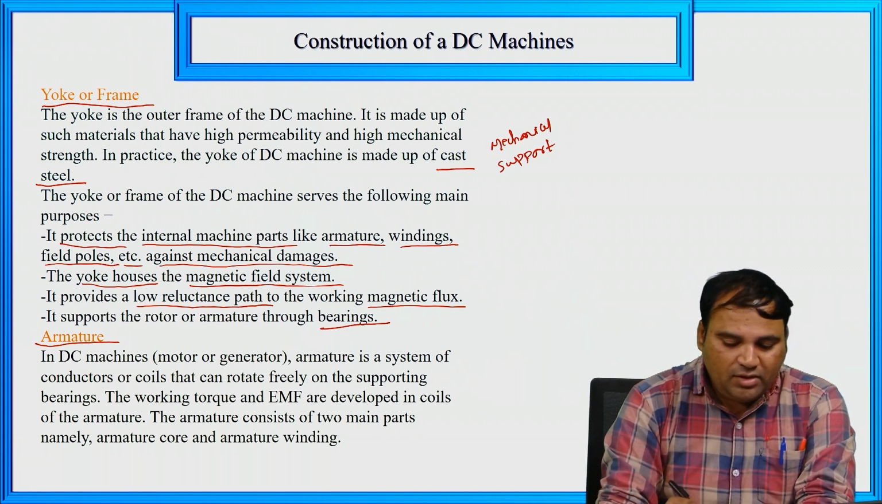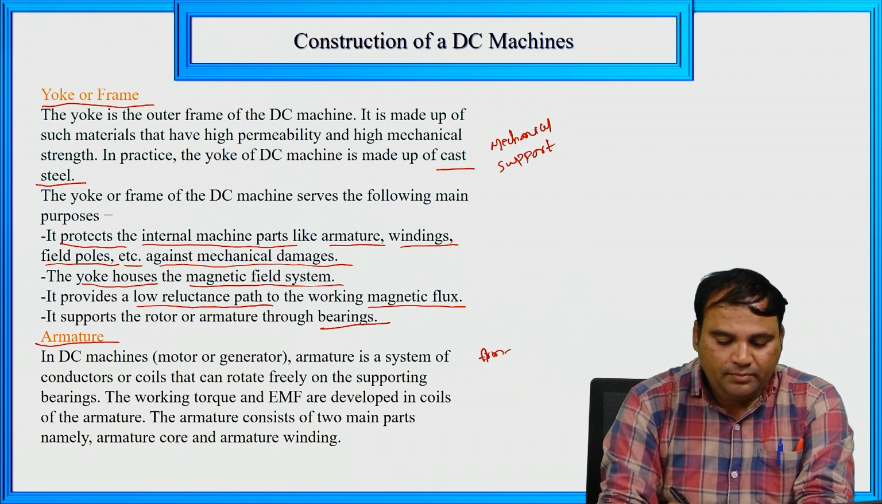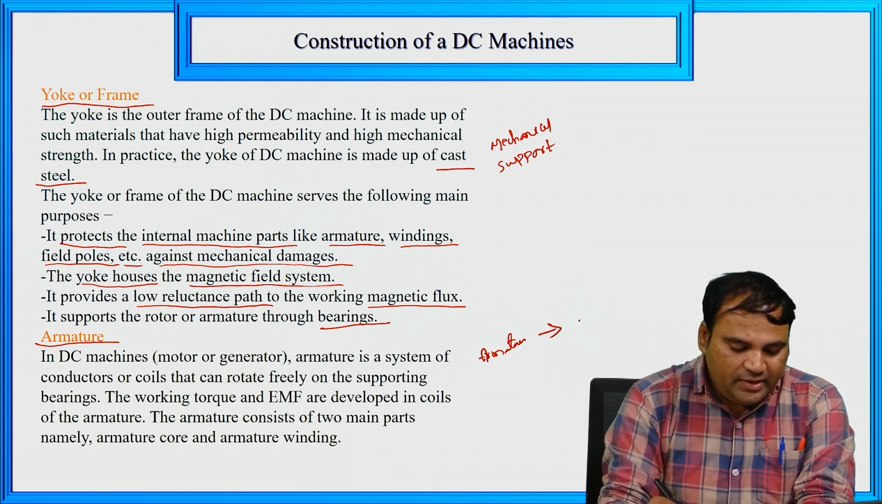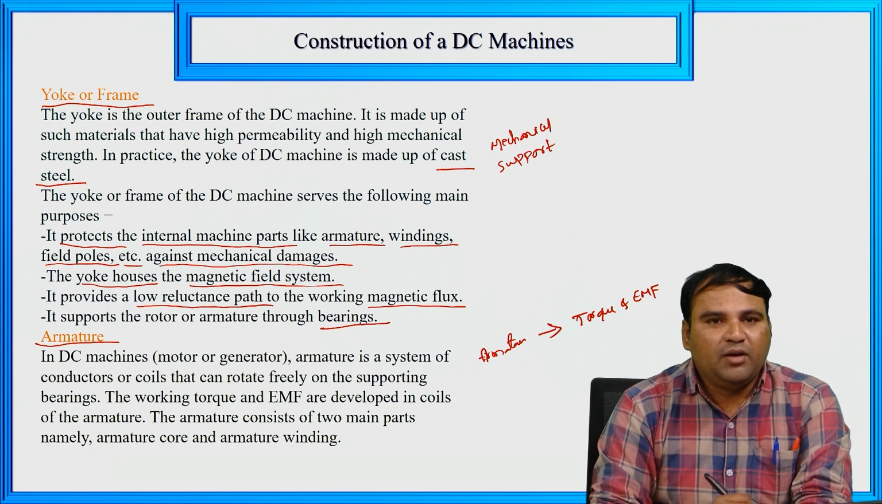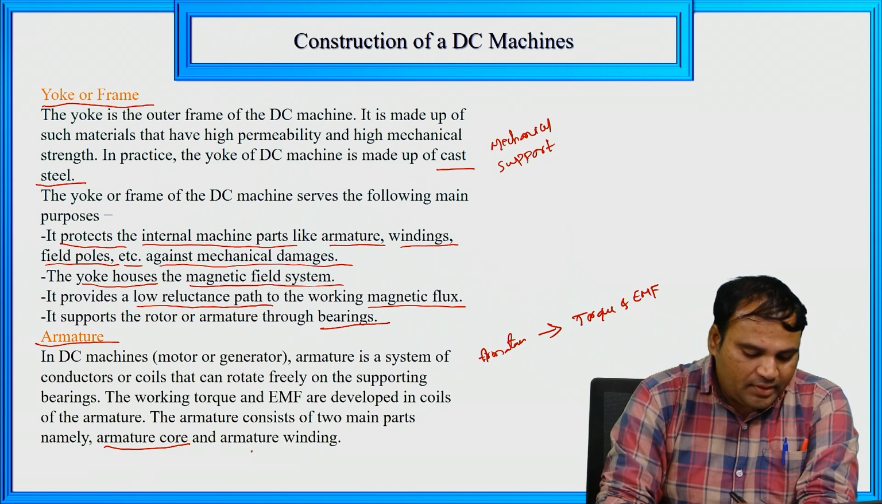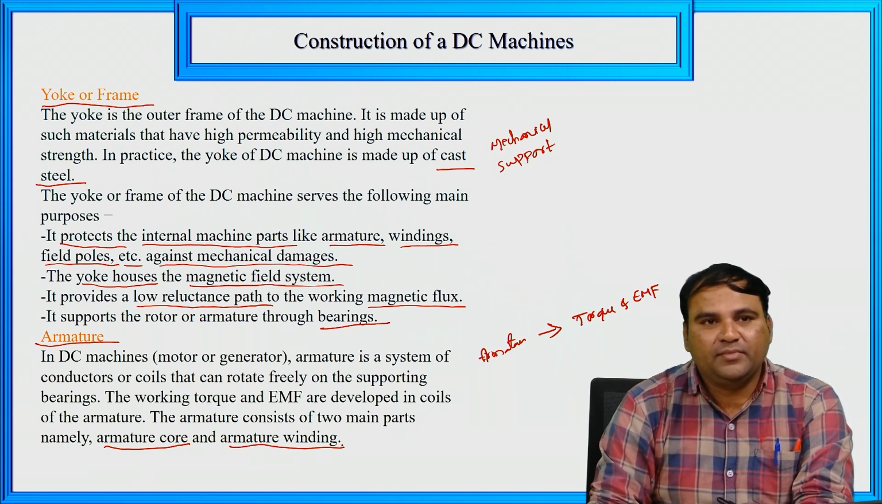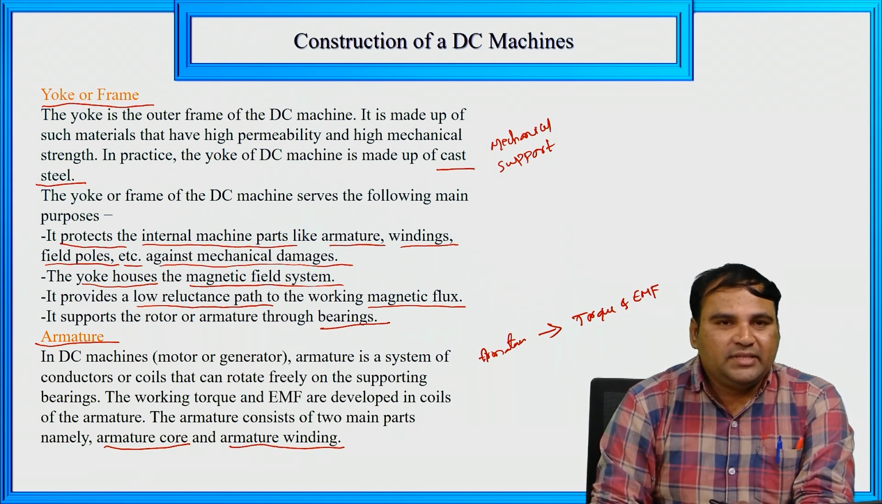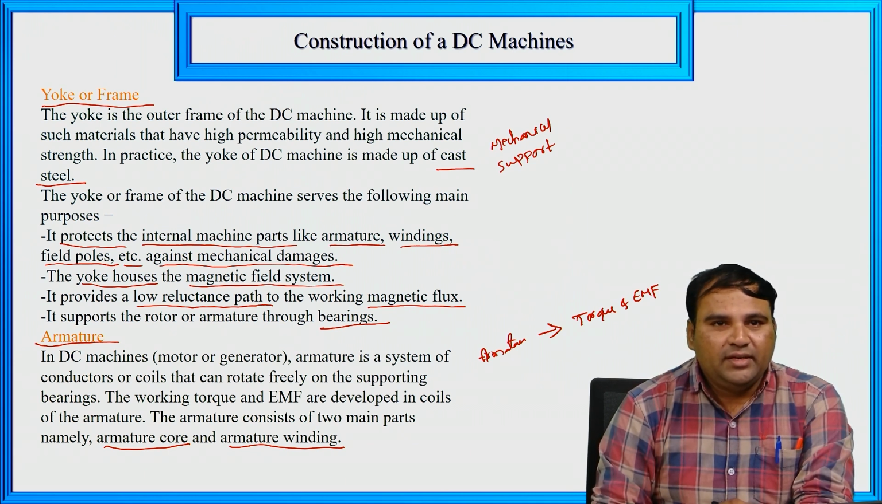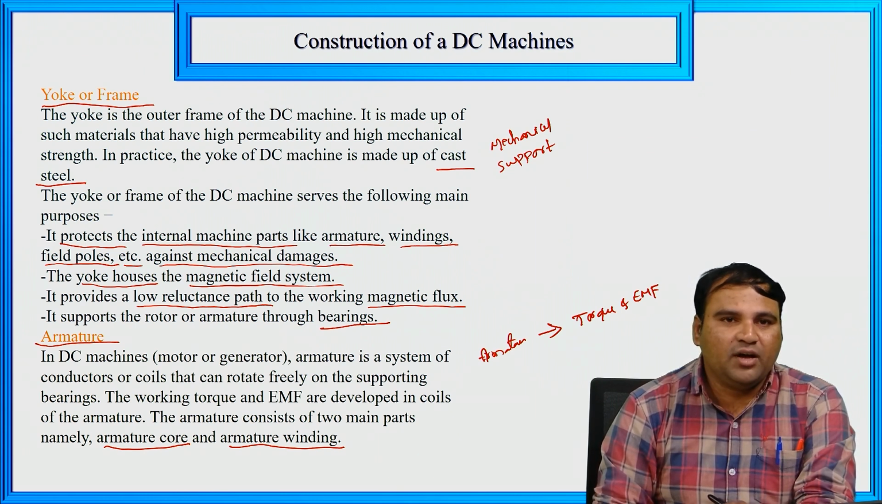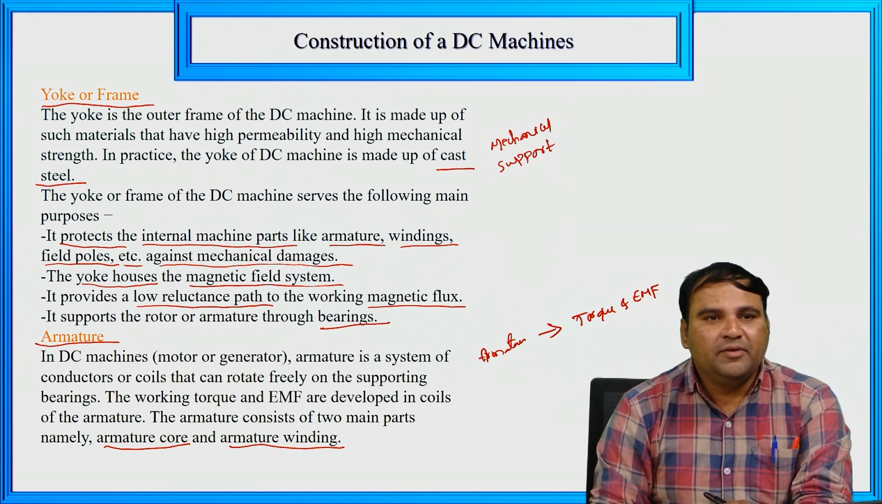Okay, so across the armature we'll get the torque and we'll get the EMF, right? So the armature consists of two main parts, namely the armature core and the armature winding. Here the armature is mainly the rotating part of the DC machine. In it the torque or EMF will be developed, and it has two main parts: one is the armature core, another one is the armature winding.